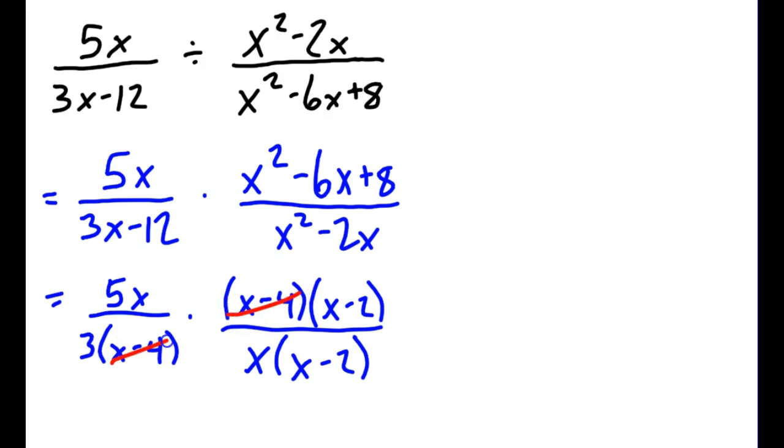X minus 4, x minus 4, x minus 2, x minus 2. We have a factor of x and a factor of x. So all we're left with is 5 in the numerator and 3 in the denominator. Again, starting with a fairly complicated problem, a rational expression divided by a rational expression. If it's division, we multiply by the reciprocal, factor out, cancel out any like factors, we're left with 5/3.